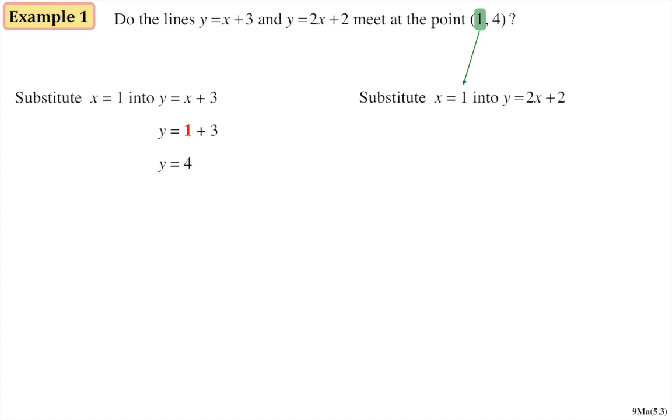Now let's try doing the same thing for the line y equals 2x plus 2. Everywhere I see x, I'll put in 1. So instead of y equals 2x plus 2, it's y equals 2 times 1 plus 2. 2 times 1 is 2. Add 2 to that, you get 4. Hey, the answer is 4. Both lines pass through 1, 4, so both lines must meet at 1, 4.